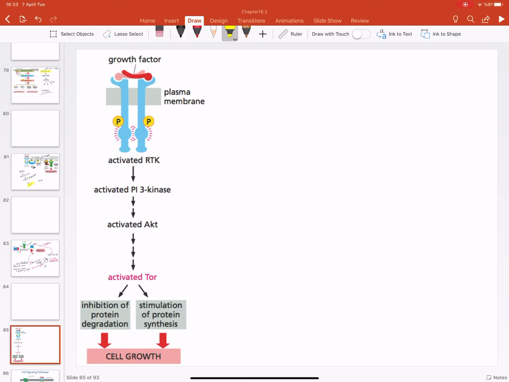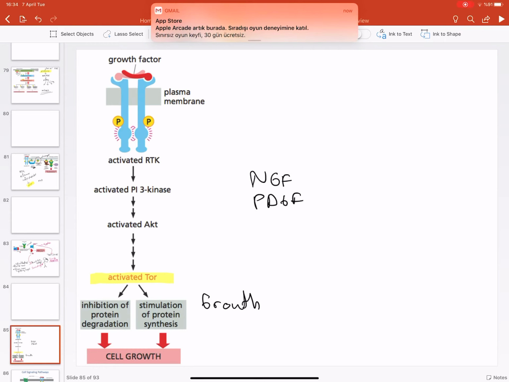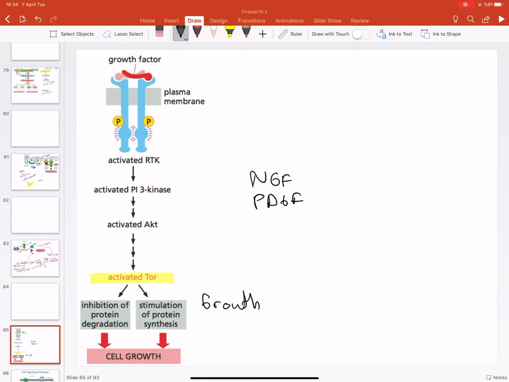Now, a third thing that you should always keep in mind is TOR. Now, TOR is another molecule that stimulates growth in this case. We have talked about these local mediators, remember? The local mediators can be NGF, which is nerve growth factor, platelet-derived growth factor, PDGF. These kinds of local mediators induce growth in the target tissue. And how do they do that? They do it through receptor tyrosine kinase. And at the end, they activate TOR.